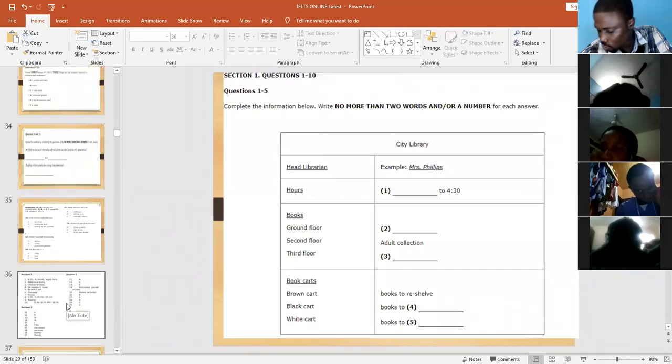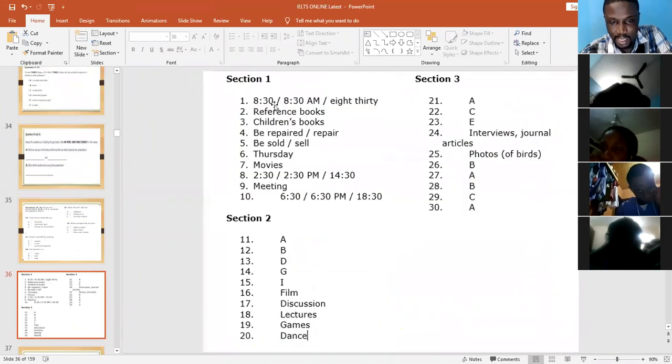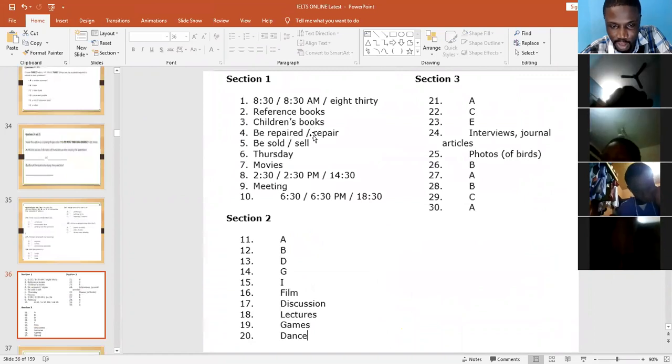Okay, I want to review the answers. Number 1 is 8:30. Number 2 is reference books. Number 3 is children's books. Number 4 is be repaired or repair. Number 5 is be sold or sell.